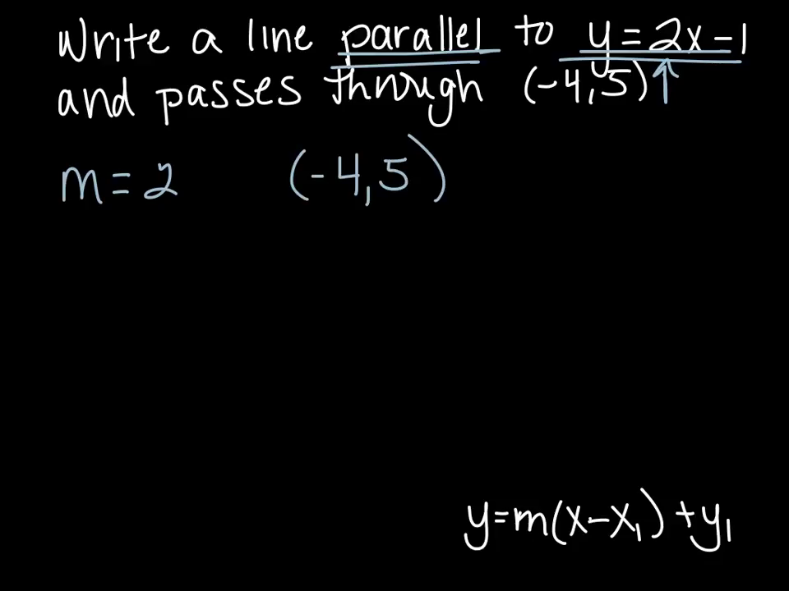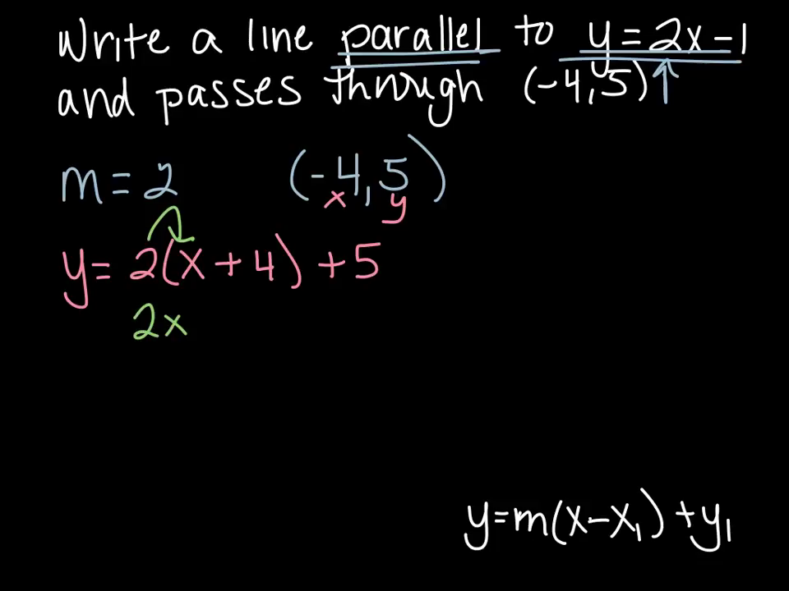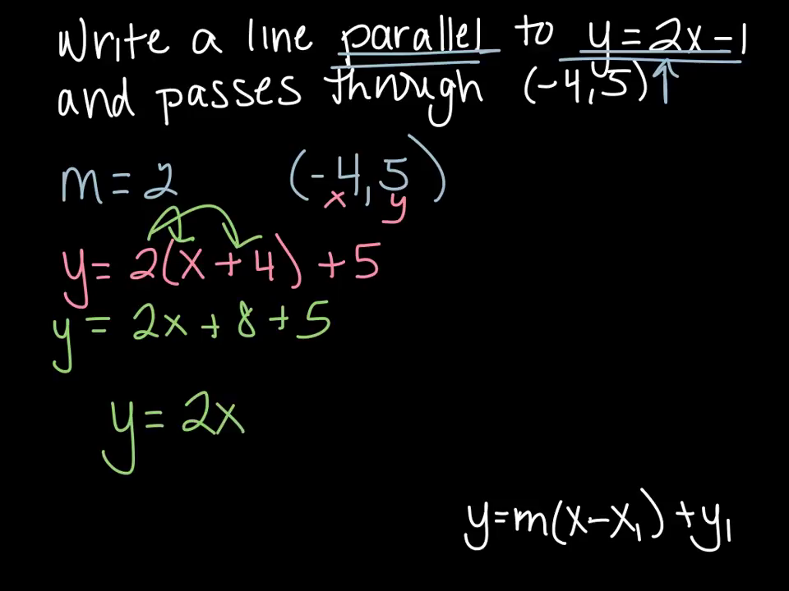So remember, we only need two things to write an equation of a line. We need a slope and we need a point, and now we have both. So let's go ahead and fill it into the equation. y equals the slope, x, and the opposite of x, because remember this is my x term, and then my y term. So from here, I'm going to distribute. So I have 2x, 2 times 4 is 8. Bring everything else down. So my equation is y equals 2x plus 13.